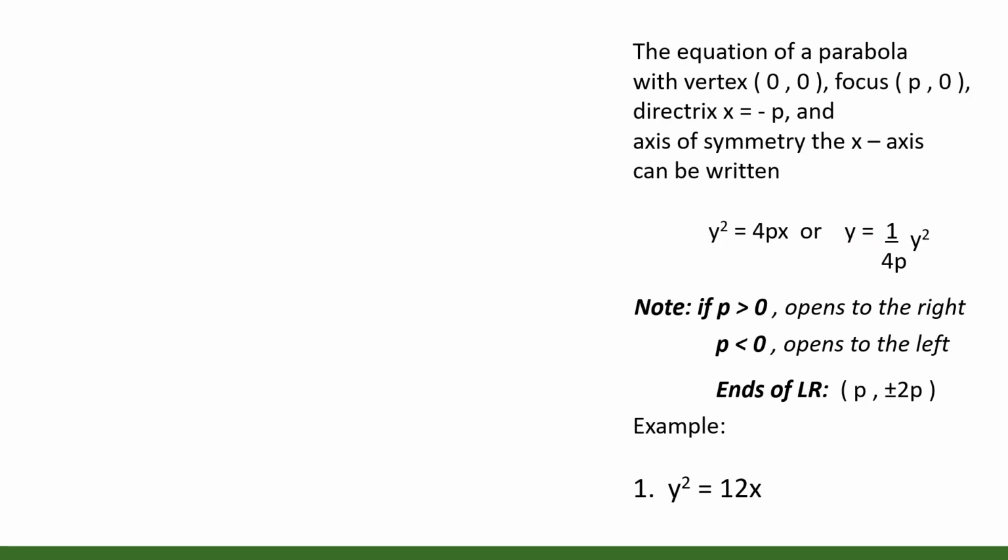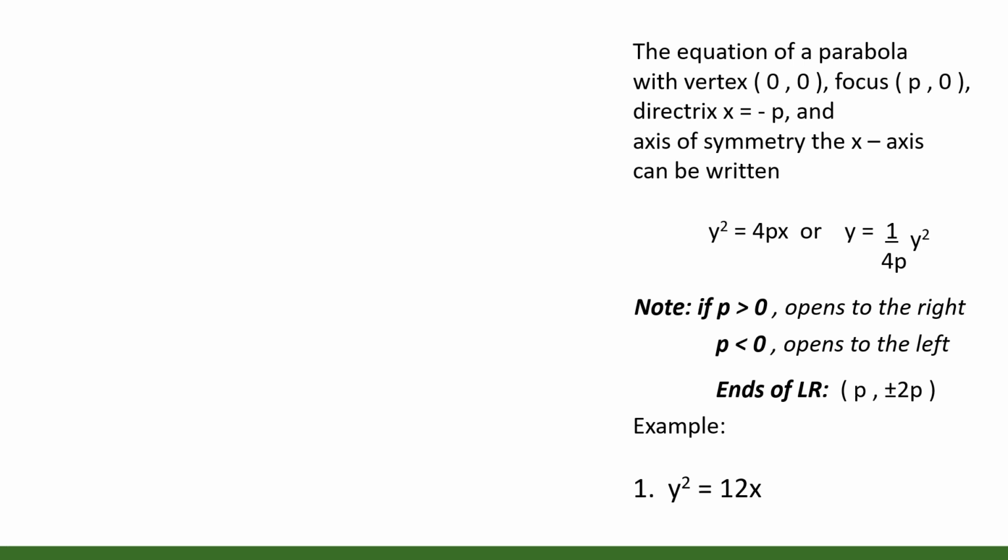Okay, now let us have another pattern. The equation of a parabola with vertex 0, 0, focus p, 0, directrix x equals negative p, and axis of symmetry the x-axis, can be written as y squared equals 4px, or y equals 1 over 4p y squared. Note, if p is greater than 0, the parabola opens to the right. If p is less than 0, the parabola opens to the left. The ends of the latus rectum coordinates are p, then plus minus 2p.